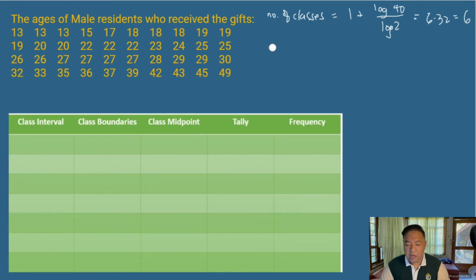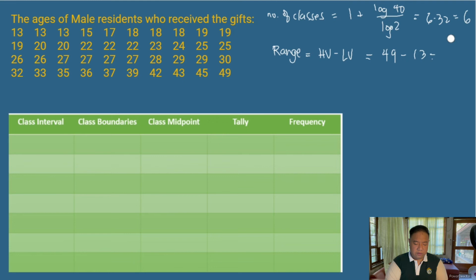Now, our range will be the highest value minus the lowest value. So, what is our highest there? It's 49, minus the lowest, which is 13. 49 minus 13 will give us an answer of 36.